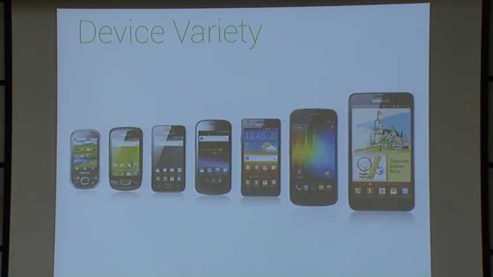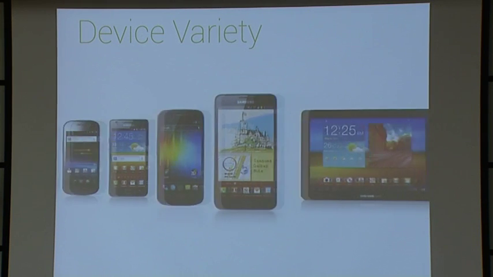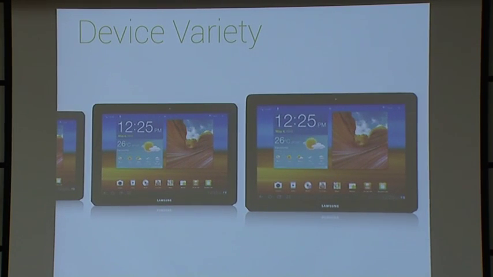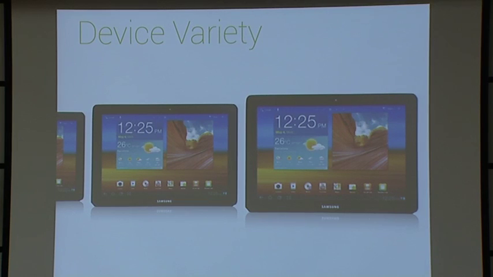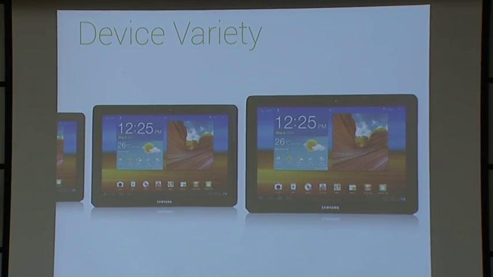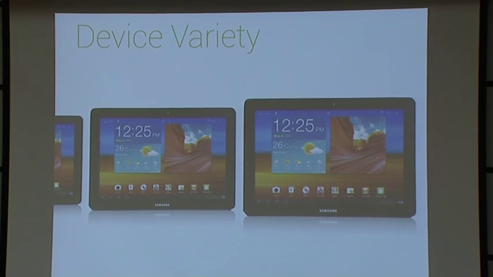So that was Holo. The next one to think about is device variety. This is just from one manufacturer. I made this slide a little while ago, but there's no getting away from the fact that there are just a huge number of size and shape devices out there. I mean, it's one of the reasons we love Android for the choice, right? But it can be a challenge to design for.